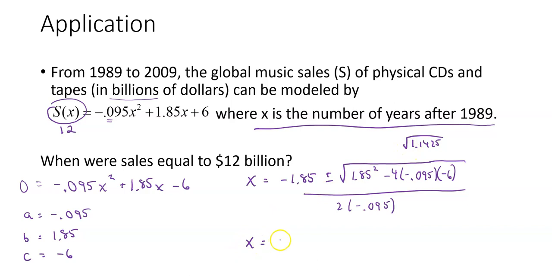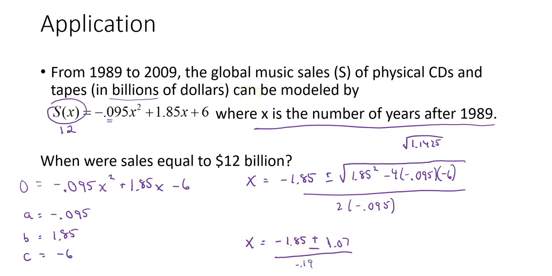So I get x equals negative 1.85 plus minus, when I take the square root of 1.1425, I get 1.07. I'll keep the same number of decimal places as I have in the first part. So 1.07. And then on the bottom, I get 0.19. Actually, negative 0.19.